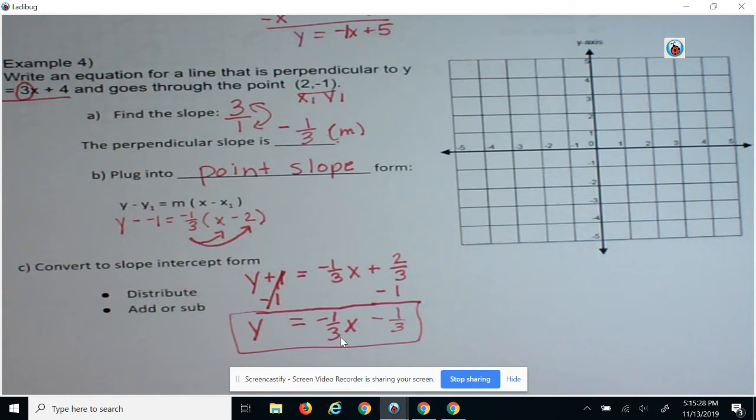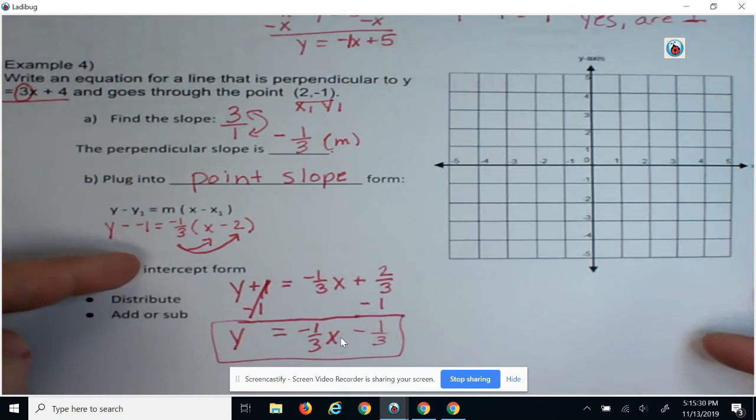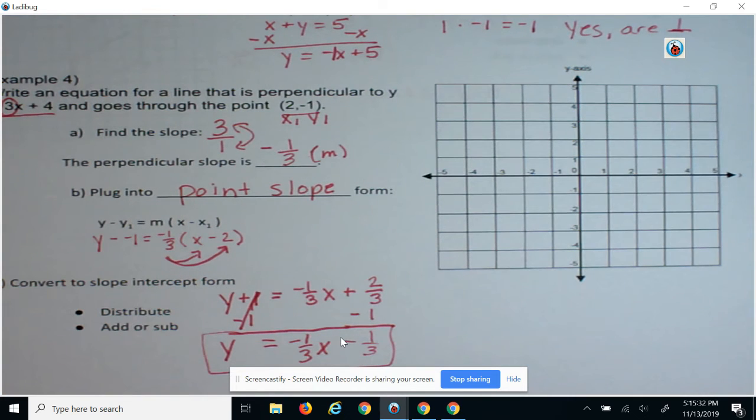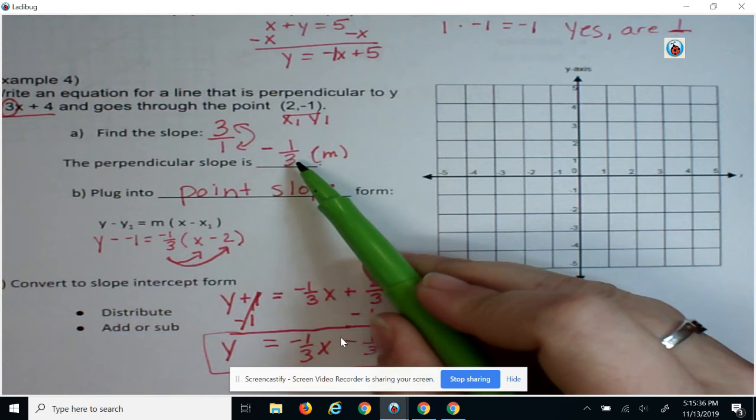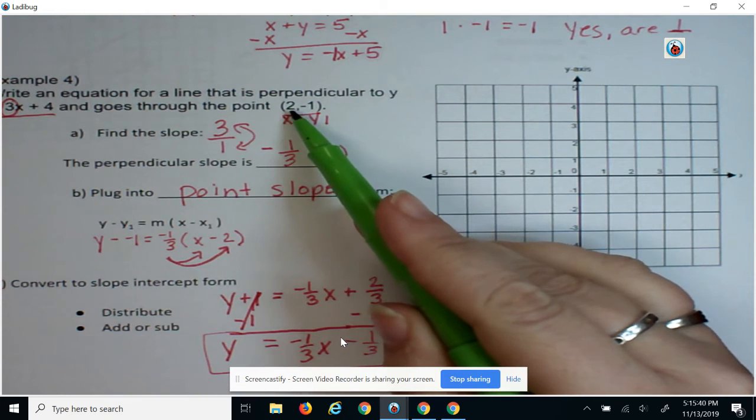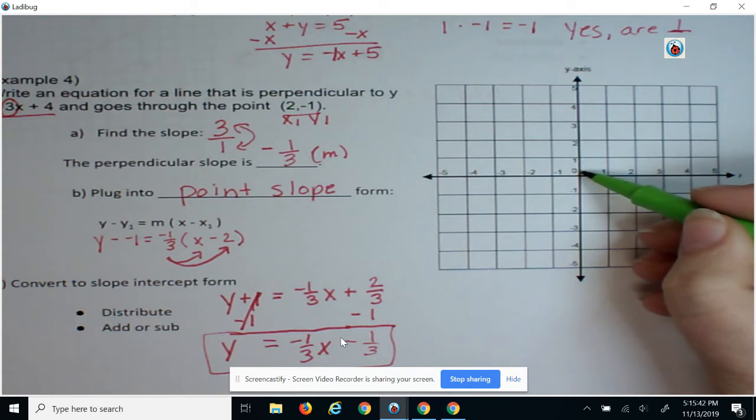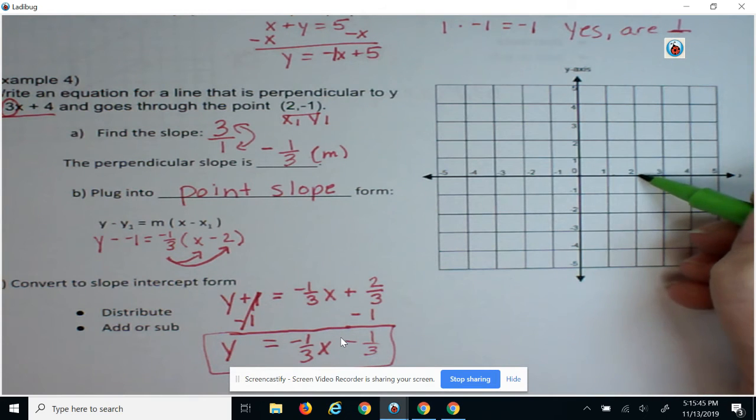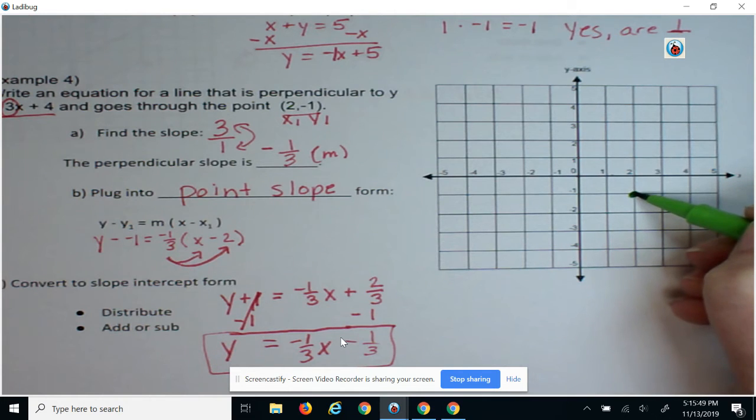Okay, so now if you would like to do this on the graph, we found the slope, the perpendicular slope is negative 1/3. And we already know the point, they give us the point. So let's start at that point 2, negative 1. Remember, x first to plot the point, and then the y down. So there's 2, negative 1.